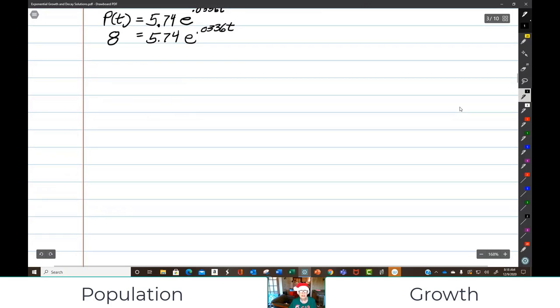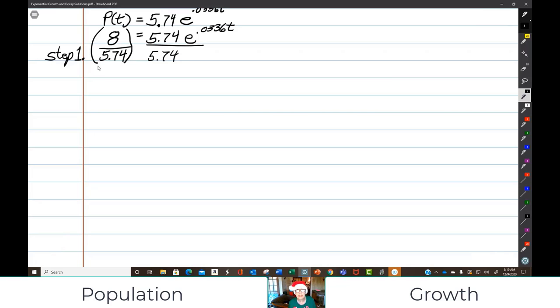Well, now we're going to go in steps, and there are steps you have to follow. Step one. Divide both sides by the number in front of e. And do not hit your calculator. It's so tempting. You really want to put this in your calculator, 8 divided by 5.74, and find out what it is. But no, do not. You can live with this. 8 divided by 5.74 equals e to the 0.0336t. That's what we've got now.